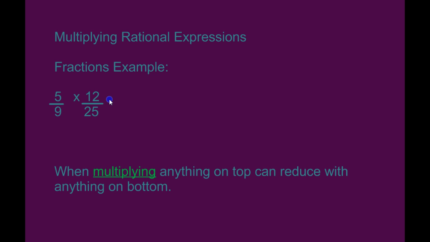And that shortcut is you can reduce anything on top with anything on bottom. 5/25 reduces to 1/5. 9 and 12 can both be divided by 3 down to 3/4. So when I multiply, it is simply 4 over 15. Much easier to reduce before you're multiplying because you're dealing with smaller numbers. So you see here at the bottom, when multiplying, and you see multiplying is in a different color and underlined because this only applies to multiplying, not adding and subtracting. When multiplying fractions, you can reduce anything on top with anything on bottom.